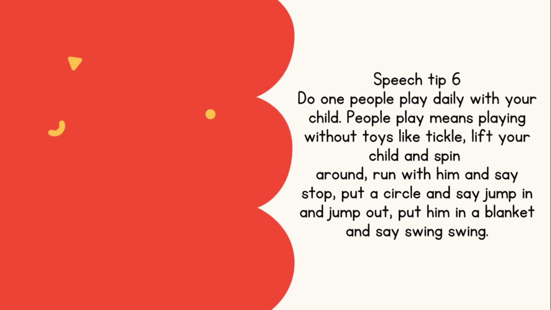Speech tip number 6. Do one people play daily with your child. People play means playing without a toy, like tickle. Lift your child and spin around. Run with him and say stop. Put a circle and say jump in and jump out. Put him in a blanket and say swing, swing.